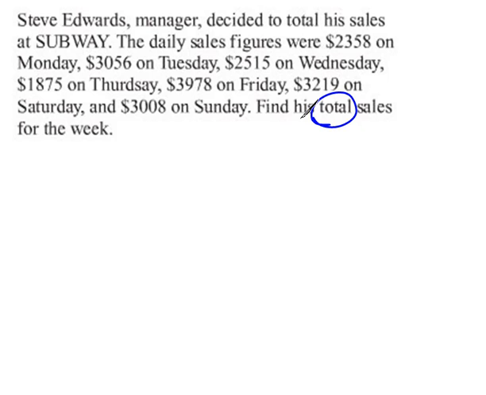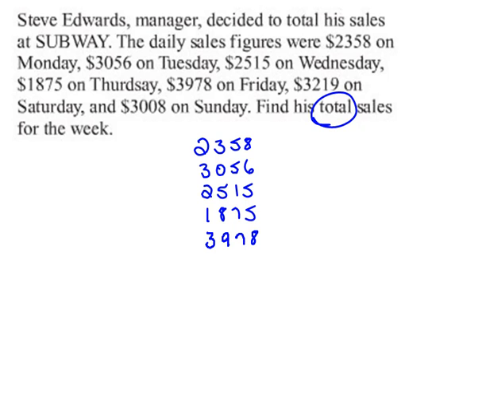So, if we're supposed to add these all up, we need to form a column here. So that would be 2,358, 3,056, 2,515, 1,875, 3,978, 3,219, and 3,008.